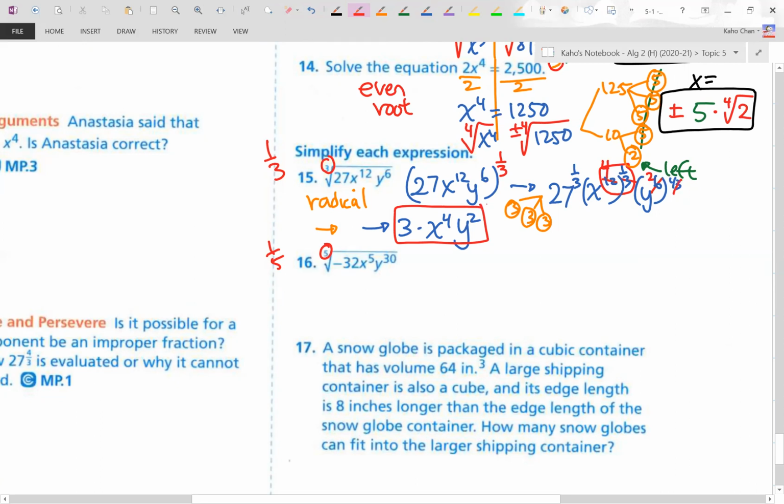I don't have to worry about any negative because it's an odd root. They're both odd roots, so I don't have to worry about that. But earlier, when we did an even root, we had to do the vertical absolute value bars to make it positive, right? Or plus or minus.